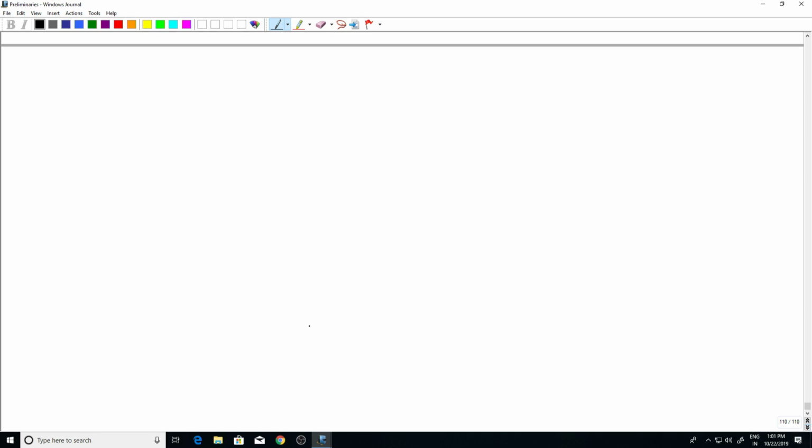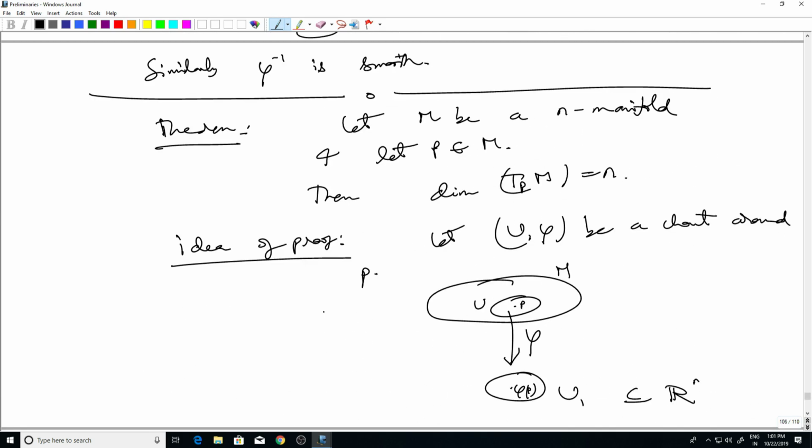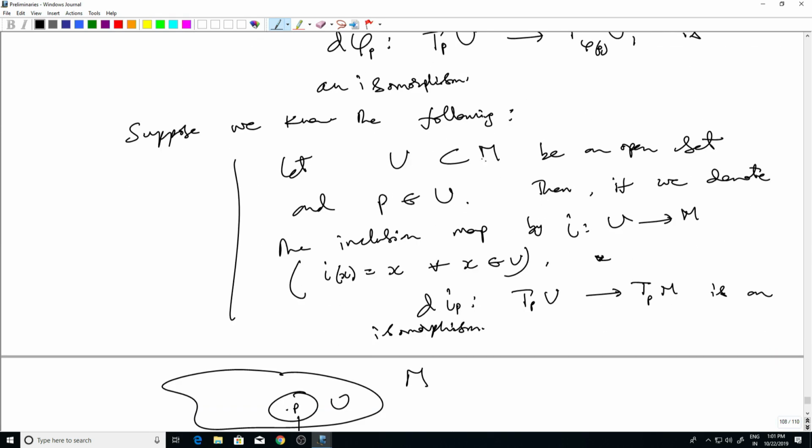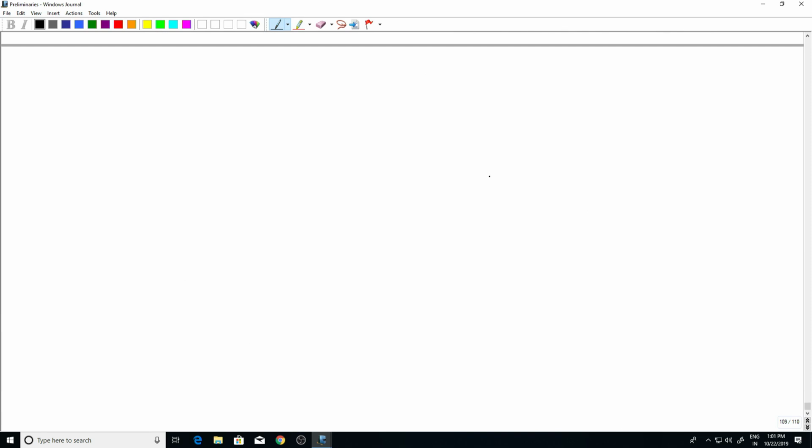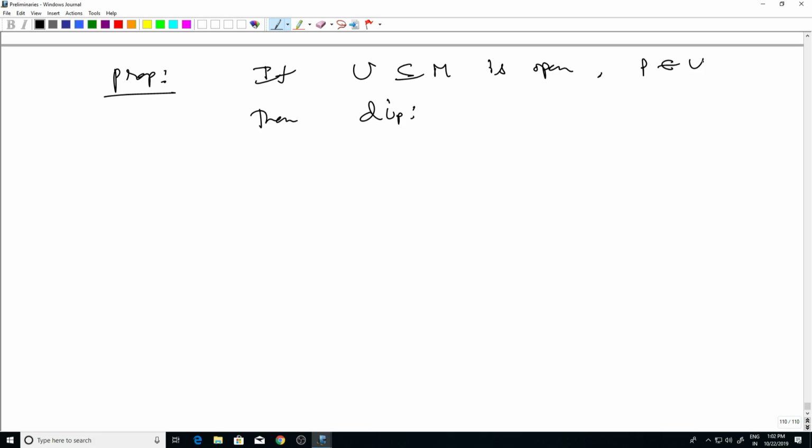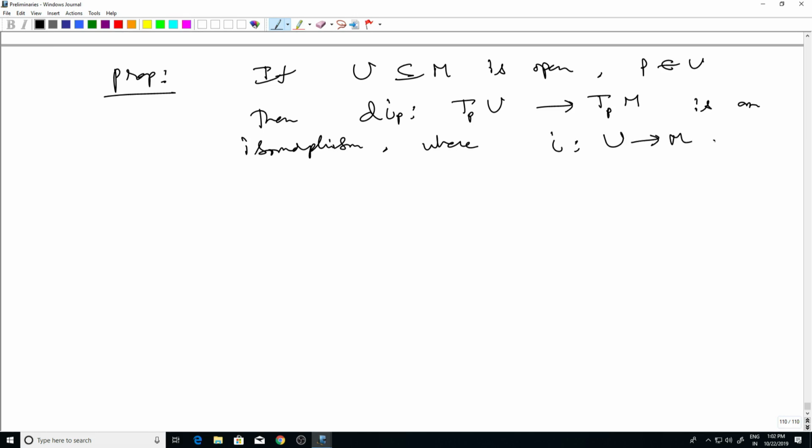Now, in this proof I proved everything except one thing we need to know: that if you have an open subset, then the tangent space at any point to the open subset is the same as the tangent space to the full manifold. So let's prove that. Proposition: if U contained in M is open, then d i at P, P belongs to U, d i at P from TPU to TPM is an isomorphism, where i is the inclusion map.